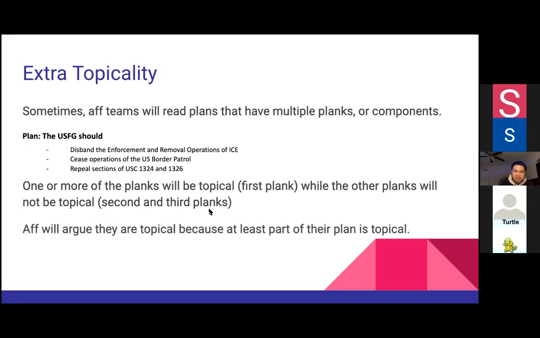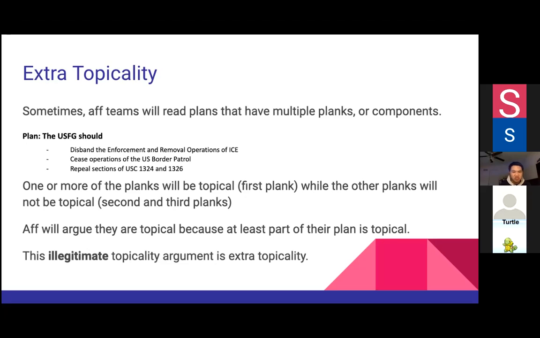And what you'll see is the affirmative will say, we're topical because at least part of the plan is topical. And this is the idea of extra topicality. This is illegitimate because even if part of the plan is topical, it's not enough. The entire plan should be topical, and if we think about this from a limits standpoint, if extra topicality was a legitimate argument that the affirmative team could make, well, then we could take any AFF that we have on the topic that would be considered topical.